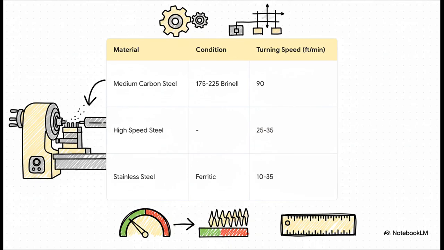Skilled machinists rely on data tables just like this one to figure out the exact cutting speeds. For a piece of medium carbon steel, for instance, they might be running at 90 surface feet per minute. But if they're cutting a really tough stainless steel, they have to slow way down, maybe to 10 or 35 SFM, just to stay in control and not mess up the part.